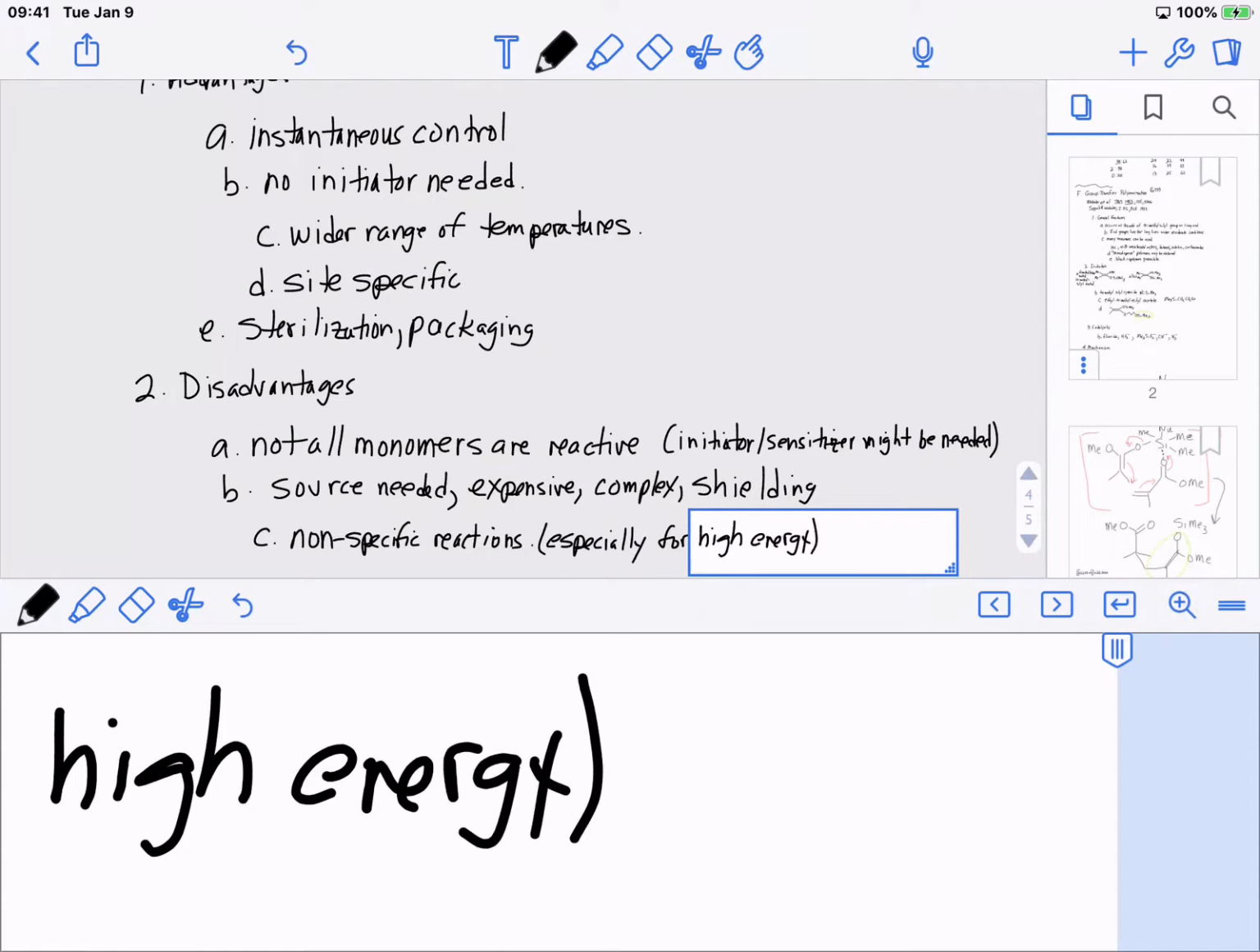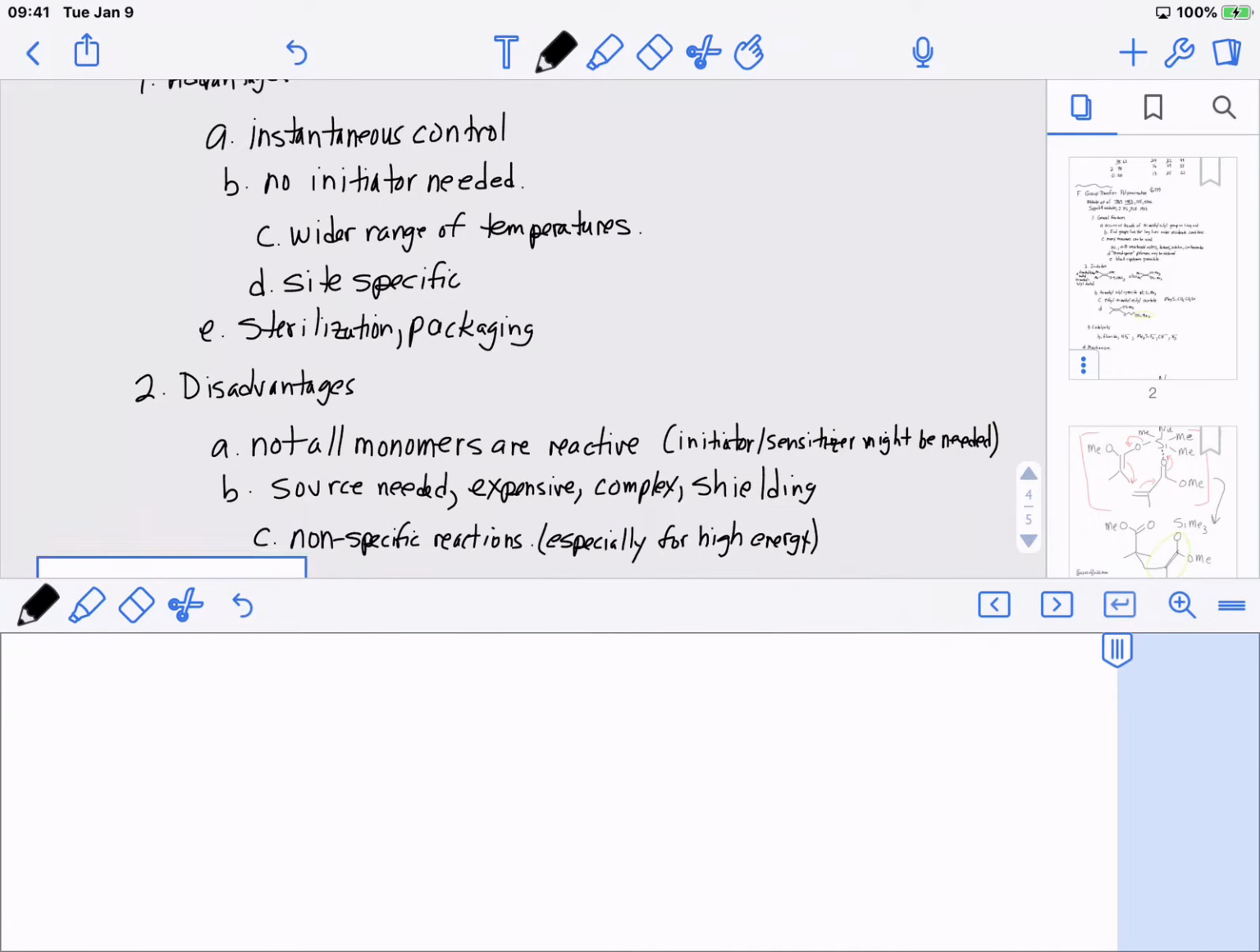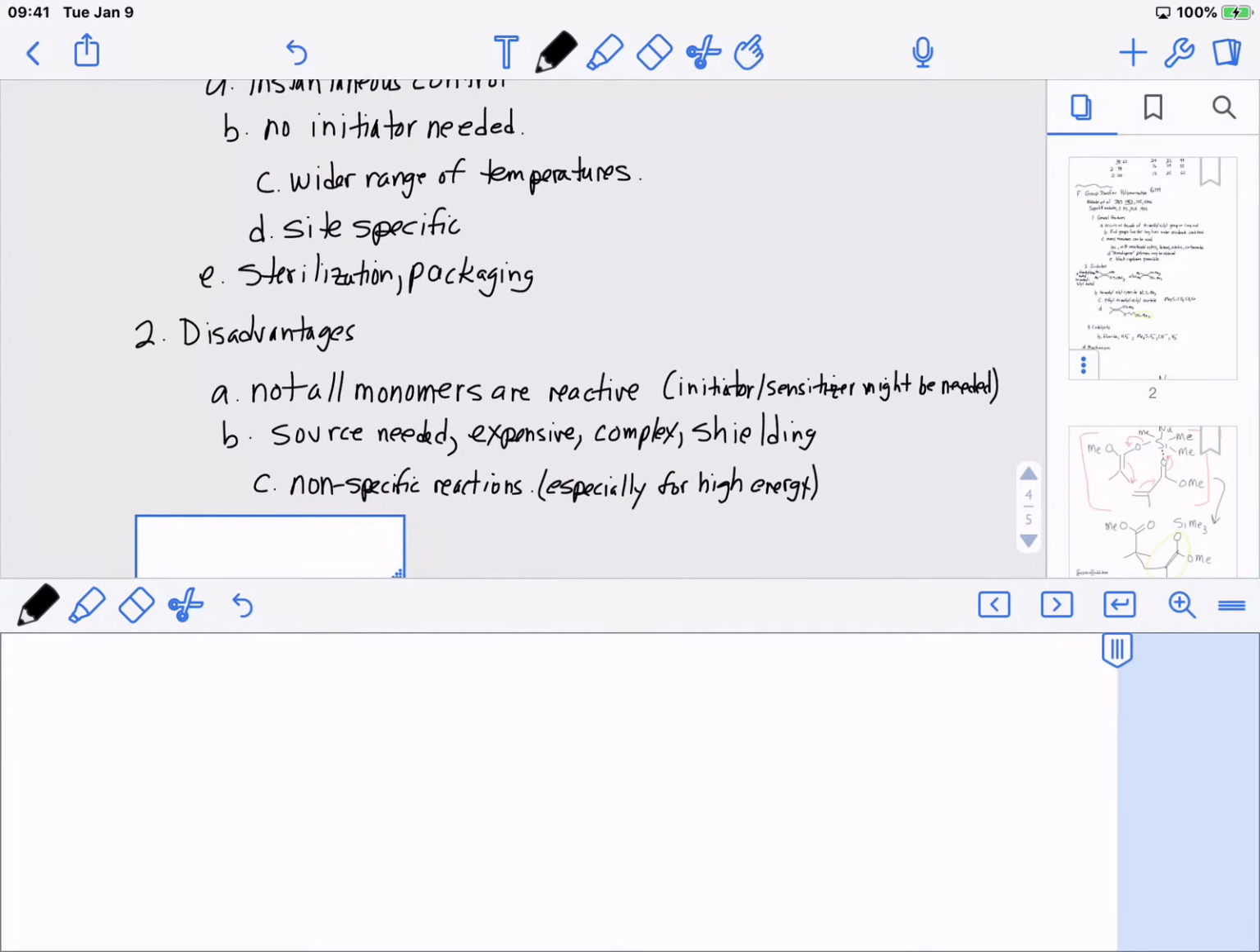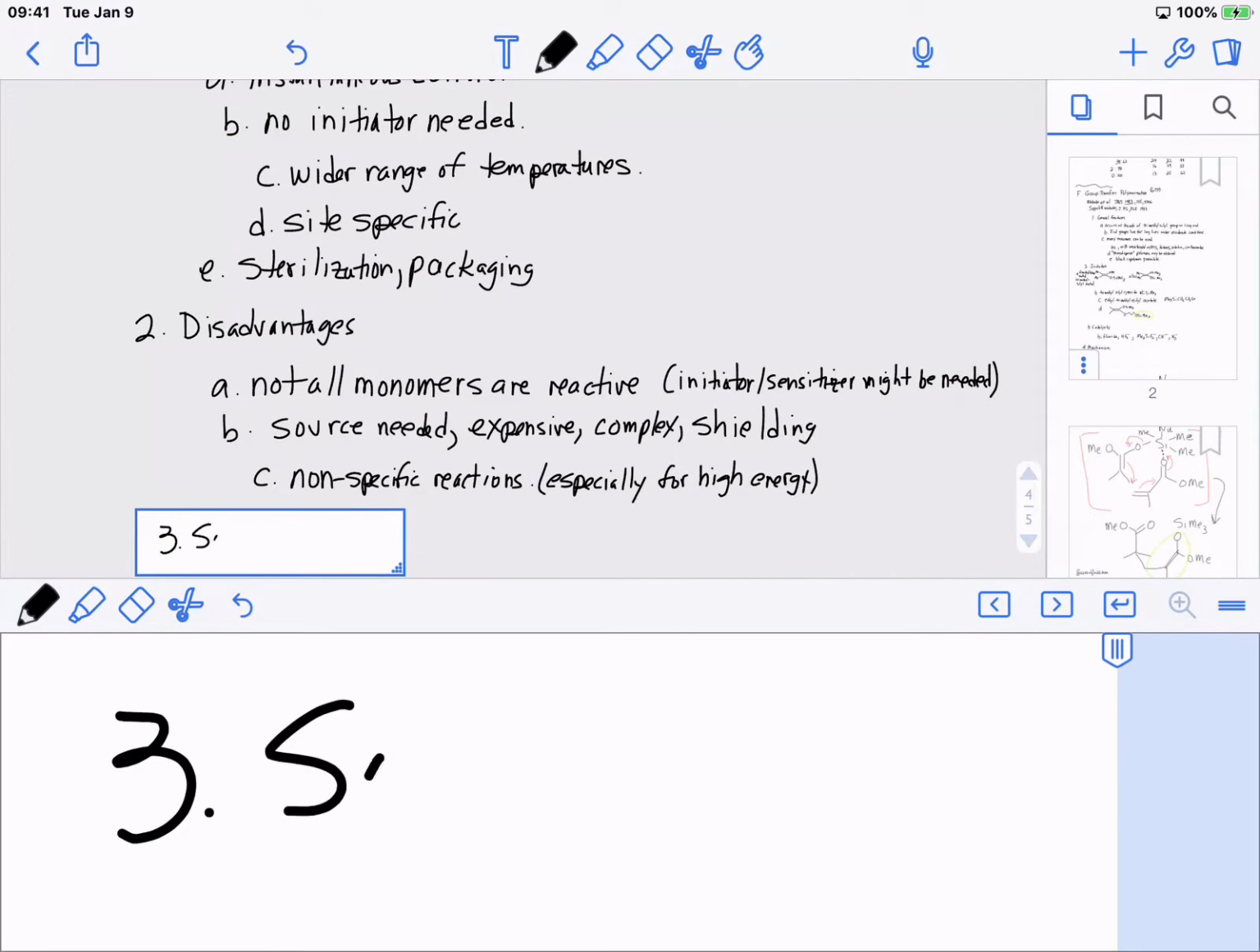If you hit something with high energy gamma rays, they just knock electrons out all over the place. And consequently, it's just tough to do. So, let's look at a couple sources.